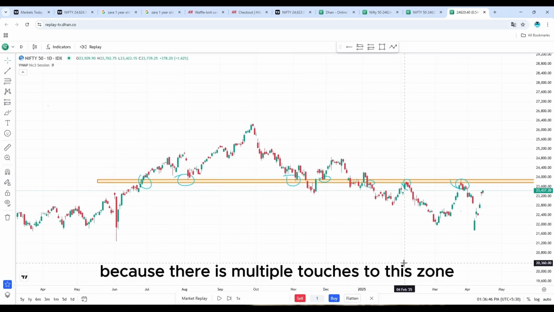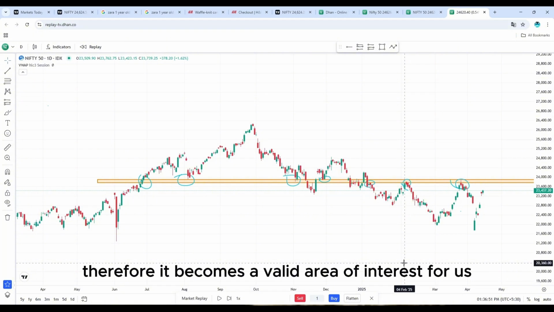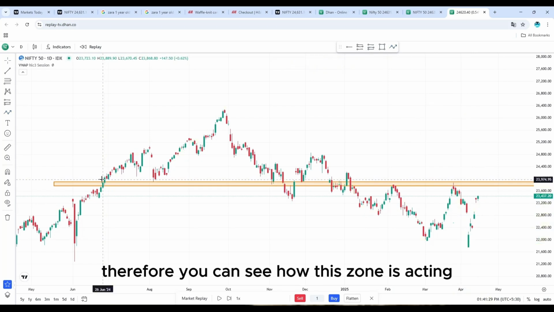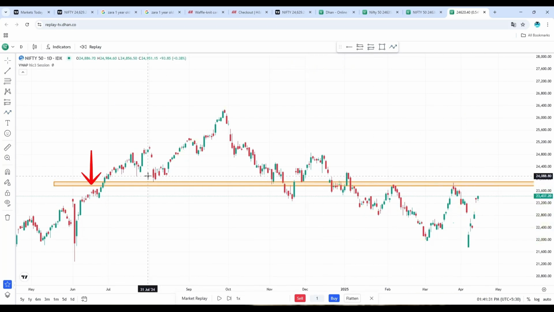Because there are multiple touches to this zone, it becomes a valid area of interest for us. As you can see, whenever we are above this zone, we are going up. Once again we go up from here. When we are under, we are going down. We are going down again here, and we go down again, and for one last time the market pushes down again. Therefore you can see how this zone is acting as previous resistance turned into support and previous support now turned into resistance.